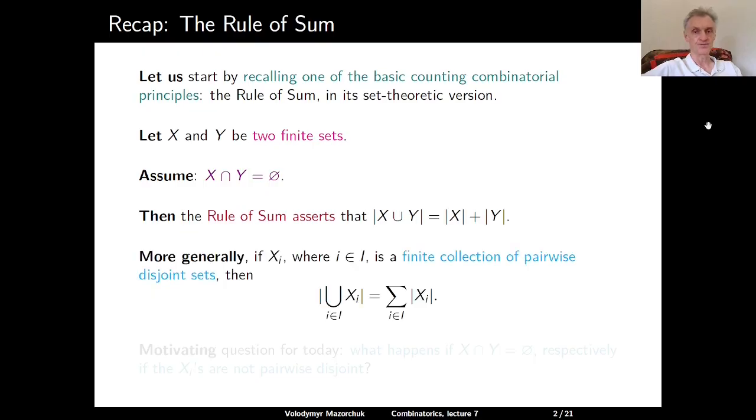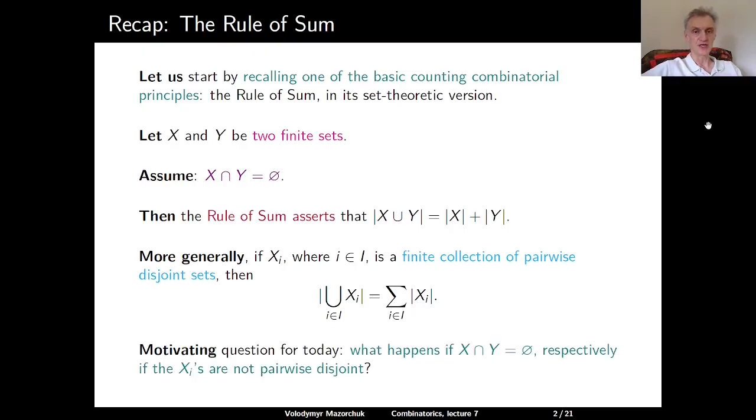More generally, if we have a finite collection of pairwise disjoint sets X_i, where i runs through some finite indexing set I, then the cardinality of the union of these X_i's equals the sum of the cardinalities of each individual X_i. And here it's very important that these sets are pairwise disjoint.